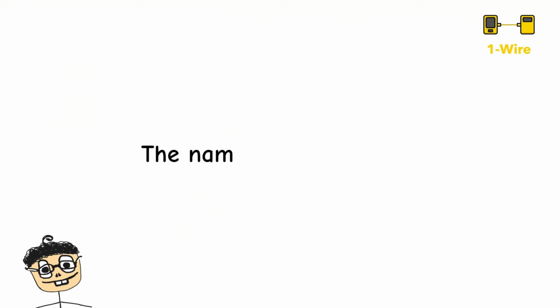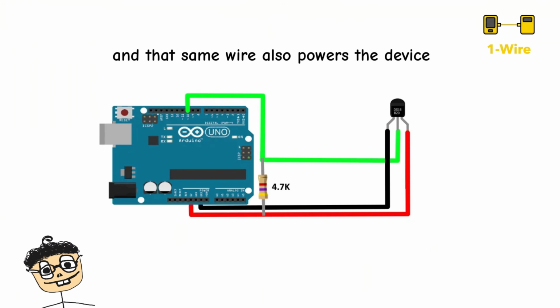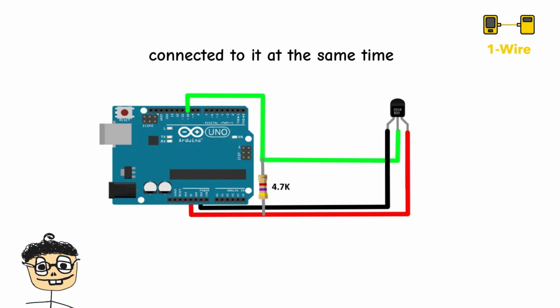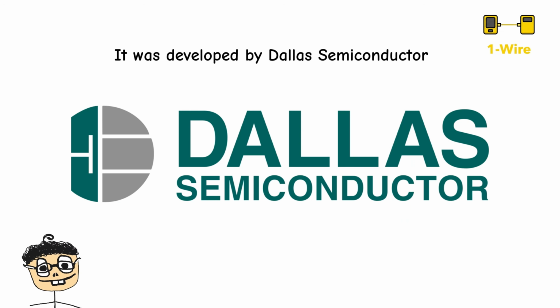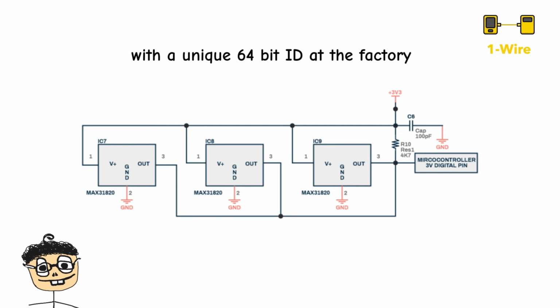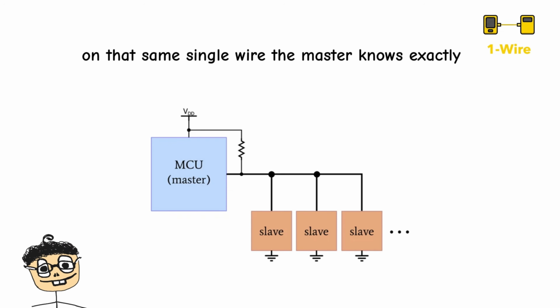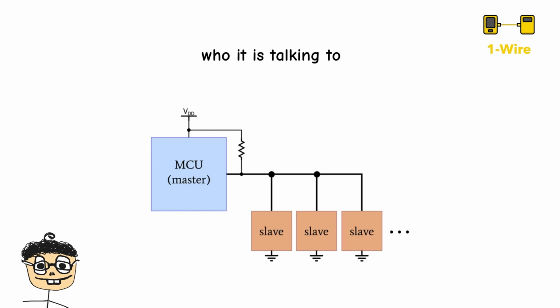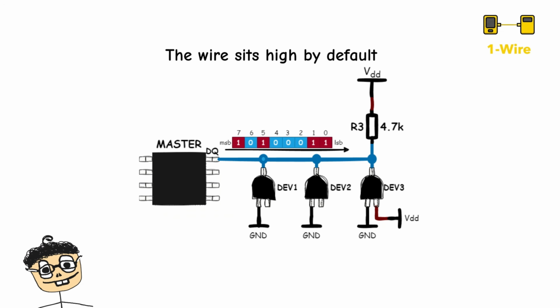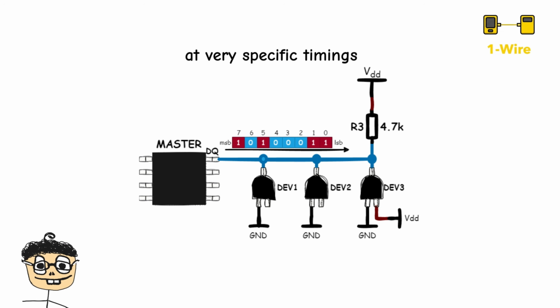One wire. The name says everything. This protocol communicates using just one single wire, and that same wire also powers the device connected to it at the same time. It was developed by Dallas Semiconductor, and it works by having each device burned with a unique 64-bit ID at the factory. So even if you connect multiple devices on that same single wire, the master knows exactly who it is talking to. The wire sits high by default, and devices communicate by pulling it low at very specific timings.